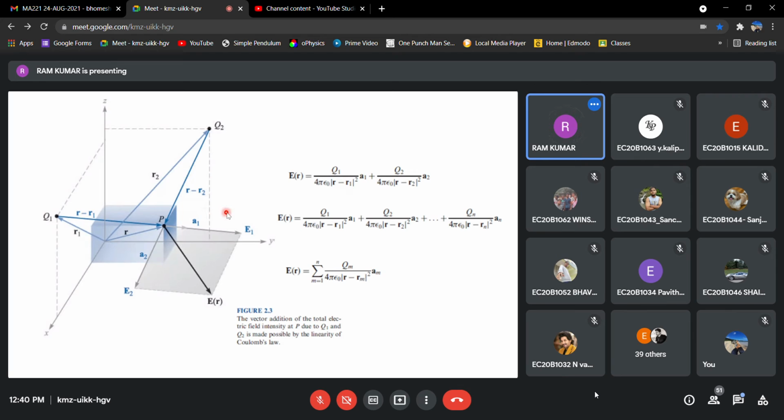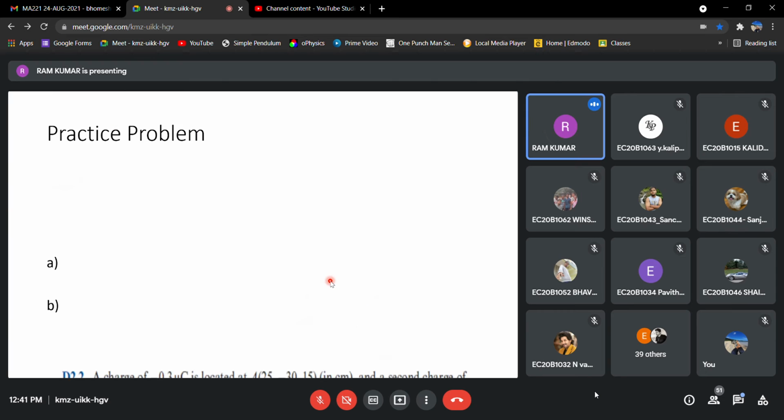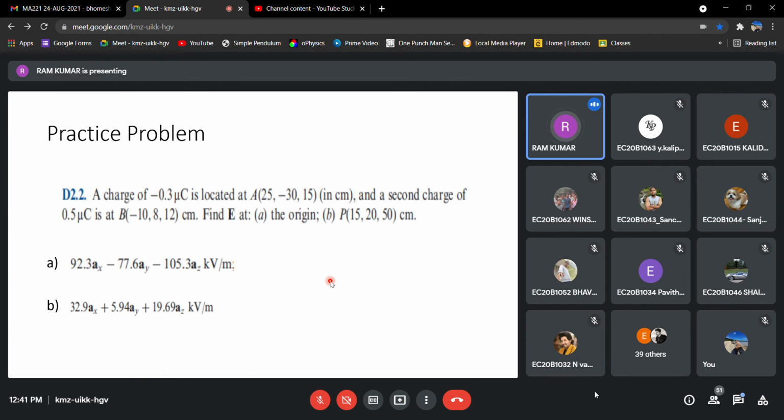So the field due to this charge is Q1 by 4 pi epsilon naught. The formula we know. Similarly, the field due to the other charge. You may either expand this unit vector, a1 vector, in vector form, or you just keep it. Based on our requirement, we can use either. Similarly, if we have n number of charges, we simply sum up the fields due to each charge. We can find this in a problem. I hope we have already done a problem.